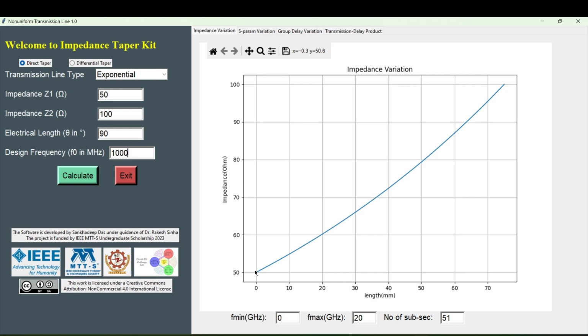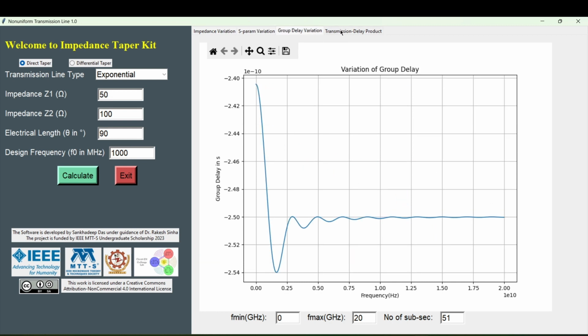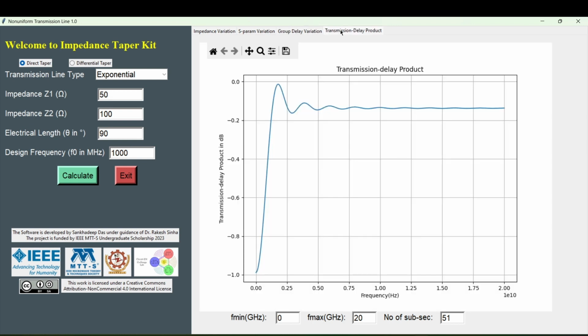So this is the impedance variation along with the length of the taper. Here we have the minimum frequency range, maximum frequency, and number of subsections. There is S parameter variation. This blue line is S11 and the orange line is S21 parameter in dB with respect to the frequency range. And there is a group delay variation and transmission delay product.